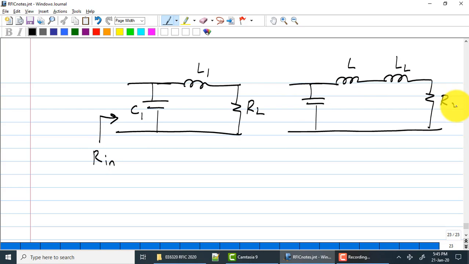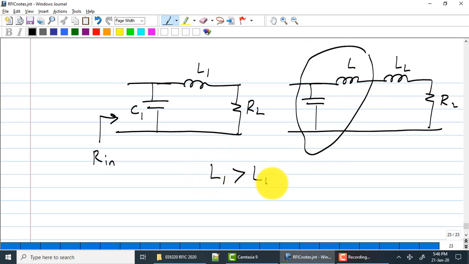Okay, so I find out the value of L1, subtract the value of the inductance of the load, and then I find out the actual matching network that I need. This will work if L1 is of course larger than LL, the inductance of the load. If you go through this calculation and find out that L1 is smaller, you can't do anything. You can't use this. You'll have to go to a more complicated math.